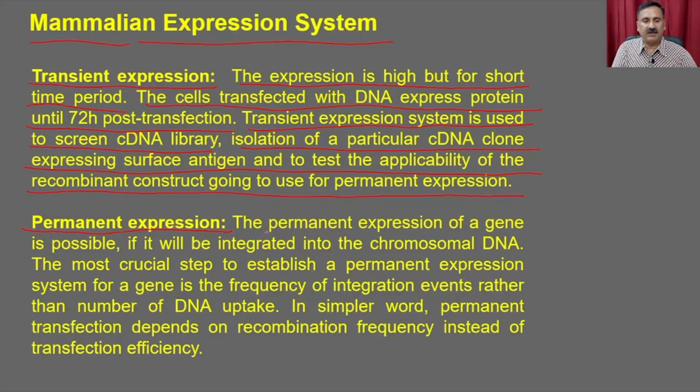So transient expression is mostly being used to test whether your construct is correct or not. Then you can have the permanent expression. The permanent expression of a gene is possible if it is integrated into the chromosomal DNA. The most crucial step to establish a permanent expression system for a gene is the frequency of integration events rather than the number of gene uptake. In simpler words, the permanent transfection depends on the recombination frequency instead of the transfection efficiency.